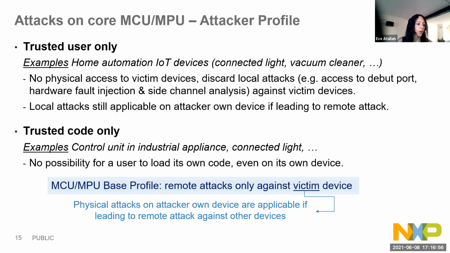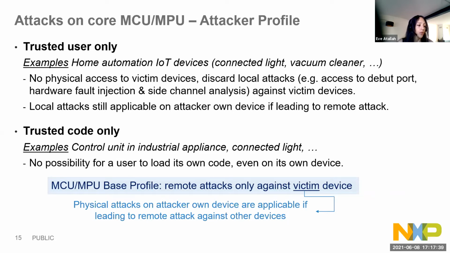So coming back to our MCU MPU profile, it has been developed to take into consideration the different possible environments defined in SESIP. So in the base conditions, which correspond to the MCU MPU base profile, it is considered that the victim device will not be physically accessible by attackers. The typical example is home automation IoT devices, for which it was not really relevant to provide physical protections while the device is in your house and then not really accessible to external attackers.